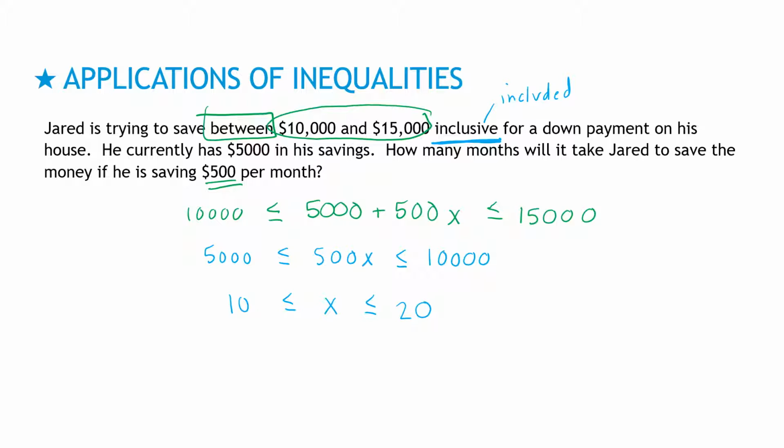So to answer the question, how many months will it take Jared to save the money if he's saving $500 per month? It will take Jared between 10 and 20 months to save the money he needs for a down payment on the house. Write it as a full and complete sentence.